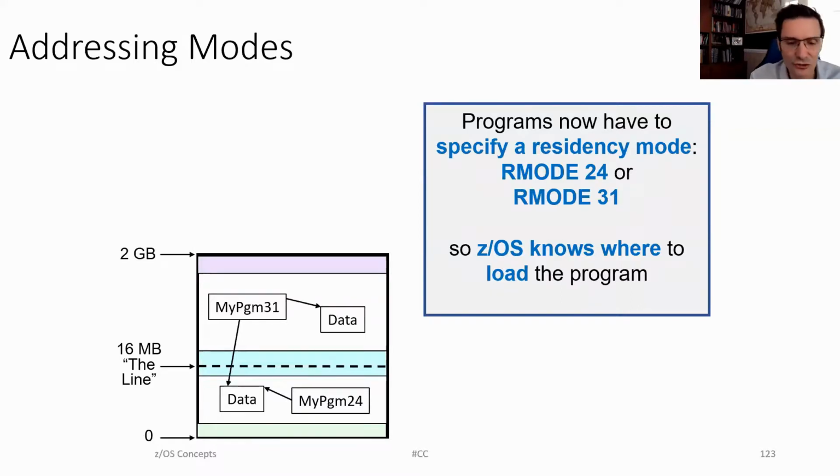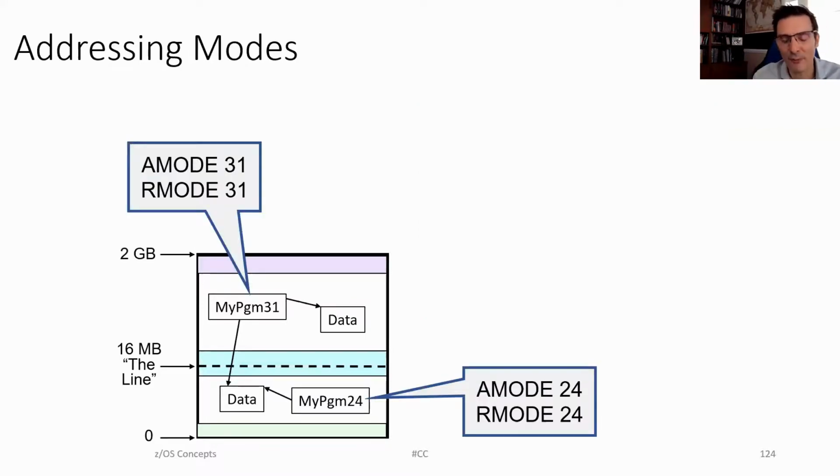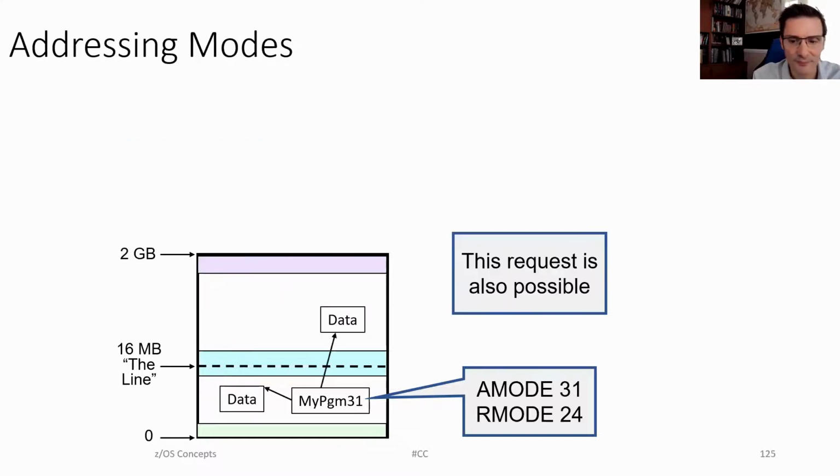And so let's just talk about a couple examples. If I have a program A mode 24, R mode 24, it means it resides below the line and it's accessing data below the line, no problem. I can also have an A mode 31, R mode 31 program. The program is loaded above the line in that memory space, and it can access data above or below the line, using 31-bit addresses to reference that data in either location. This is also possible. I could have R mode 24, A mode 31. The program resides, I want it loaded below the line, but it can access data either below or above.